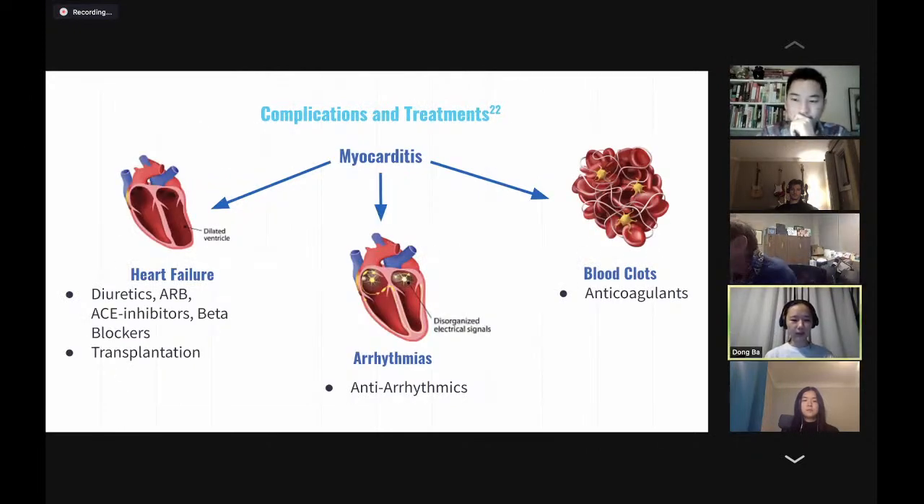All right, so you might be wondering what some of those complications are that come with myocarditis that will need treating. Myocarditis can present with heart failure, with arrhythmias and blood clots. And I've listed some treatments here. For heart failure, there are all different kinds of treatments, but in severe cases, heart transplantation may be necessary. In the case of arrhythmias, your doctor might prescribe antiarrhythmics. In the case of blood clots, your doctor might prescribe anticoagulants.